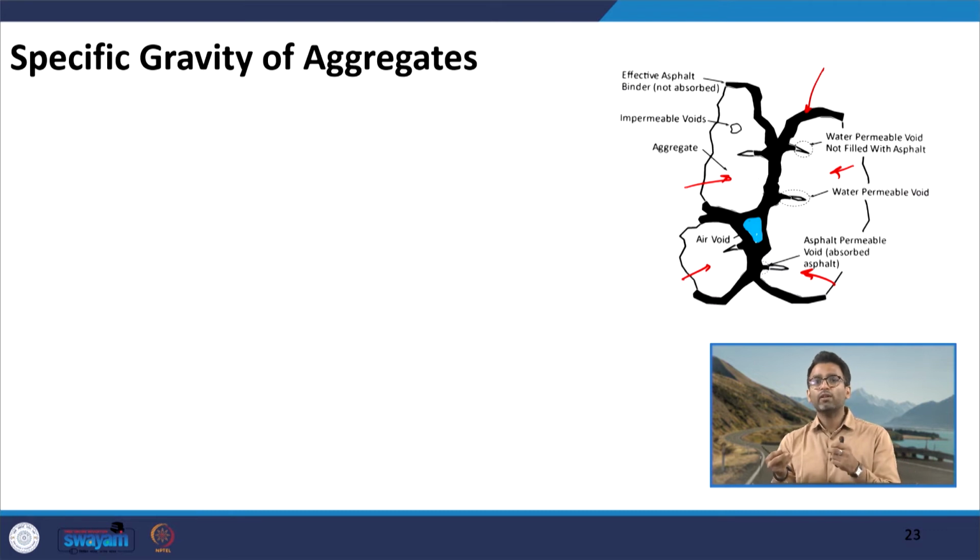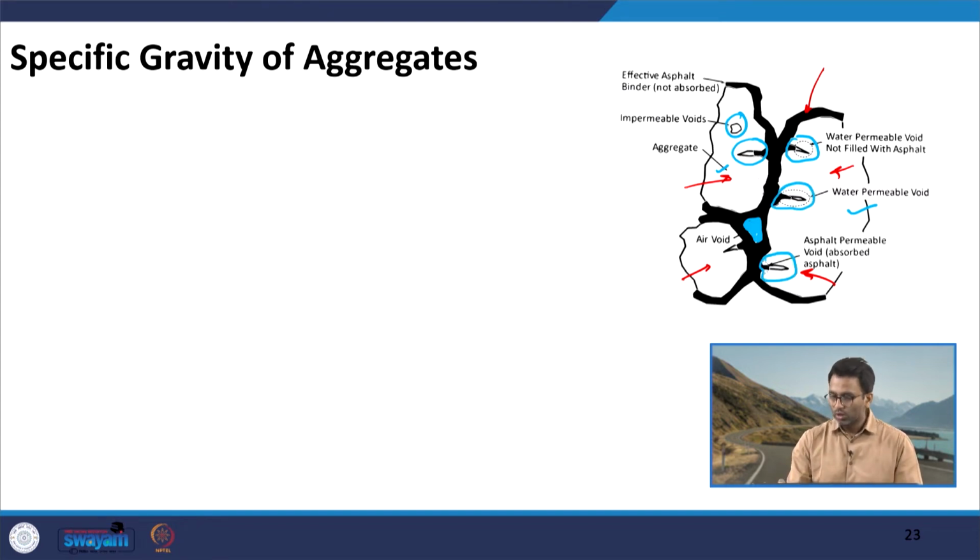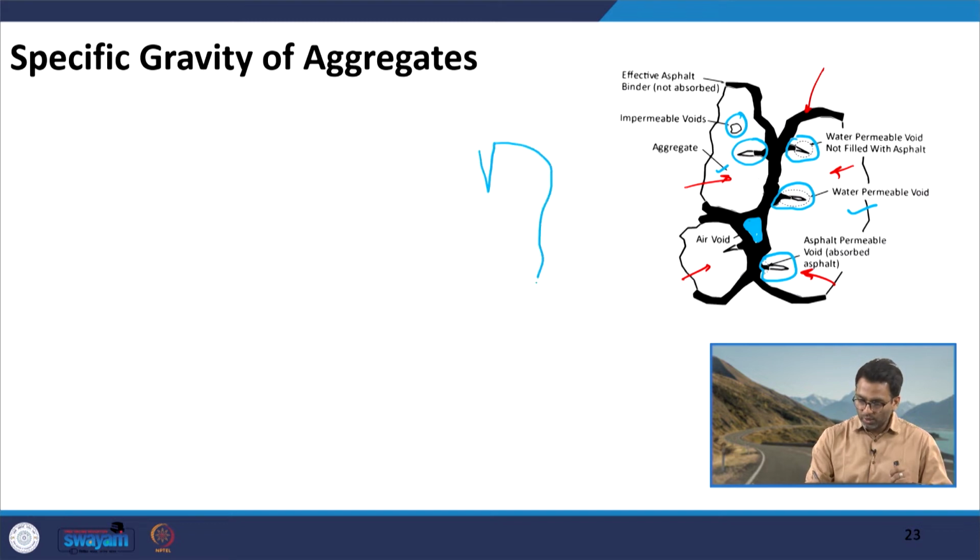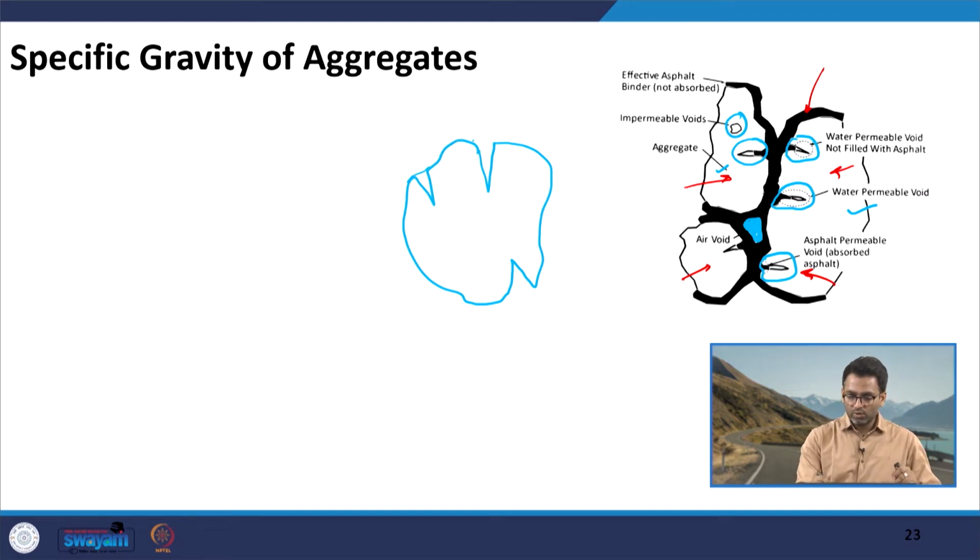Then individual aggregate particles have their surface voids, which is shown here. You see, this is the surface void of this aggregate particle. This is another void for this aggregate particle. This is the surface void for this aggregate particle. This is another void in this aggregate particle, another void here. So, individual aggregate particles also have surface voids. If I draw an aggregate particle here, let us say something like this, you can say aggregate particles have these voids.